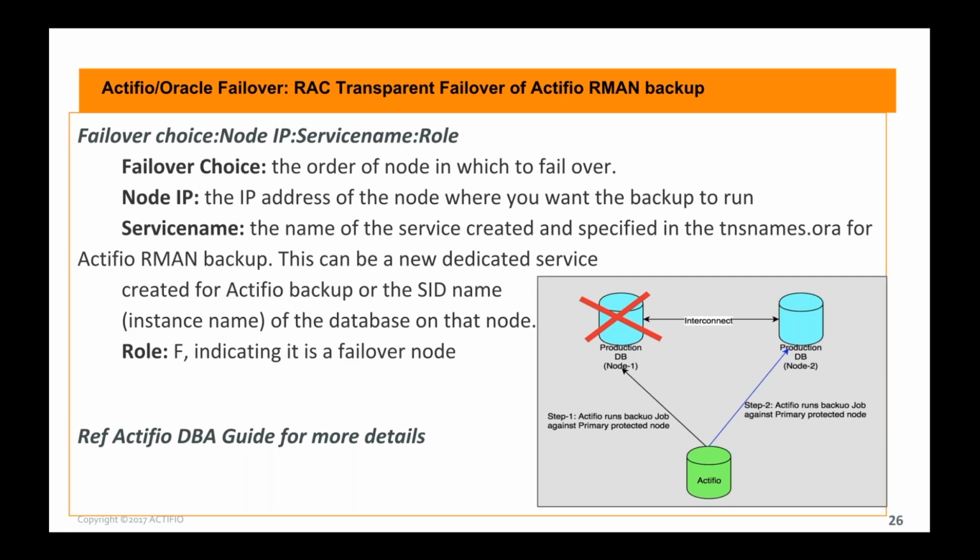Now we know that Actifio supports various protection methods: we support standalone, RAC, Data Guard, and even a failover scenario. So eventually, if one node is down, we are not stopping or failing the backups. We do a TAF, transparent application failover, to the corresponding node based on your advanced setting option, and we continue the backups.